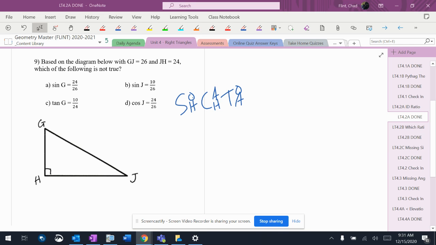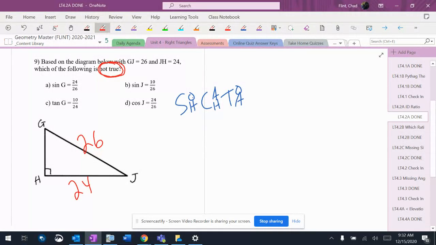Okay, so this is one of those problems where it gives us some numbers and expects us to figure out what's going on. The big thing here is it says which one's not true. The problem with this is most people don't read the words "not true," and they pick which one's true, and there's three that are true, and a lot of times A is true. So they pick A, never read the rest of the question, move on, think they're okay, and they actually got the problem wrong. So it says GJ is 26, and JH is 24.